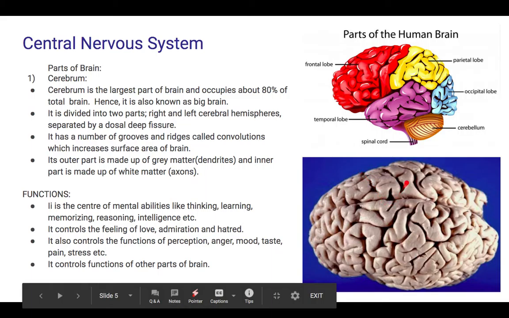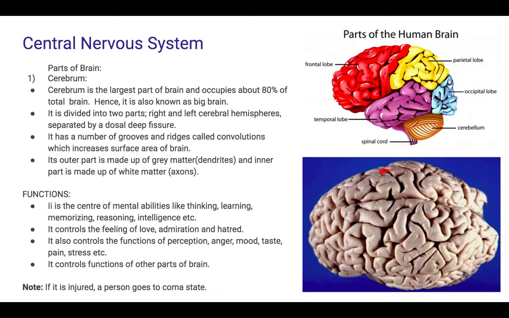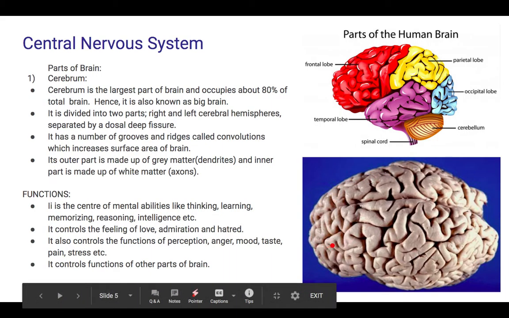That means if this part of brain is damaged, then it will affect your left part of the body, means your left part of body will be paralyzed. Similarly, if the left hemisphere is damaged, then your right part of the body is affected. So they control opposite half part of body.